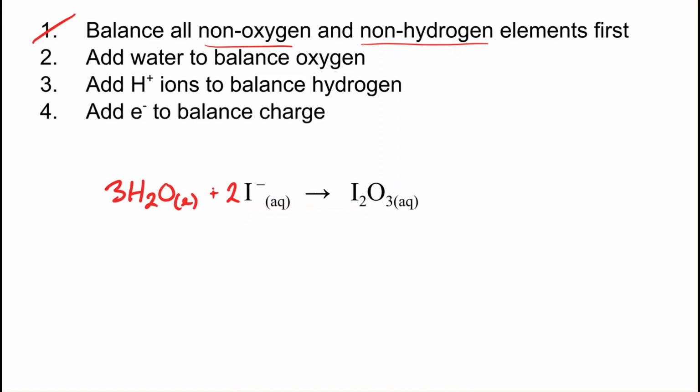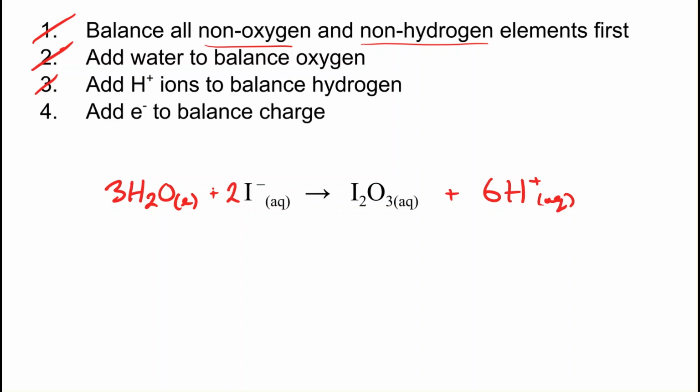We're always balancing these in acidic solutions, right? So if it's a solution, we have water available, and if it's acidic, we also have hydrogen ions available. The next step is to add hydrogen ions to balance the hydrogen. I see 3 times 2 is 6 hydrogens on the left, so I need 6 hydrogen ions on the right-hand side. And then the last thing we're going to do is add electrons to balance the charge.